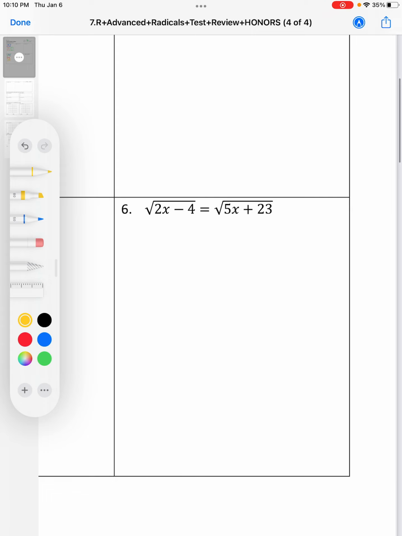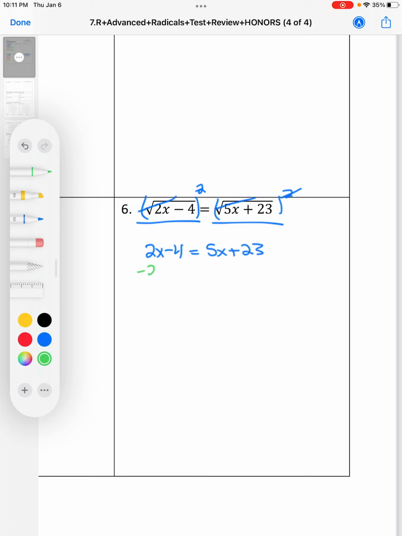Let's just quickly look at 6. Again, is whatever is being square rooted alone? Yes. So let's square it. What I do to one side, I do to the other side. Thankfully, since they both have square roots, everything cancels out. So I'm just left with 2x - 4 = 5x + 23.